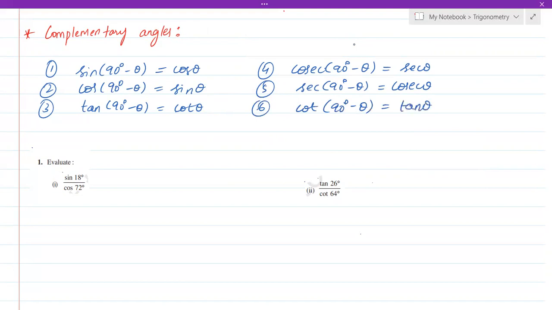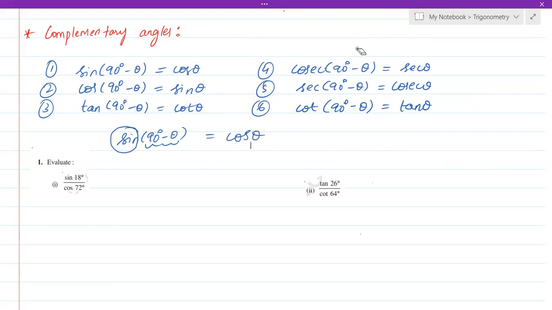Now, how to remember this formula? Very simple. Whenever it is a ratio of 90 degrees minus some angle, you have to put CO if CO is not there, and you have to remove CO if CO is already there. If you observe, what we have got is sine of 90 minus theta. Is there a CO? No. So you will add it. So it will become cosine.